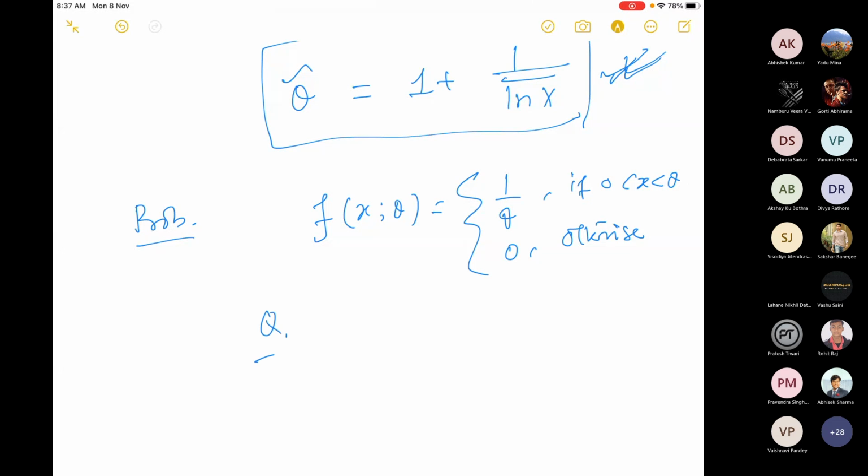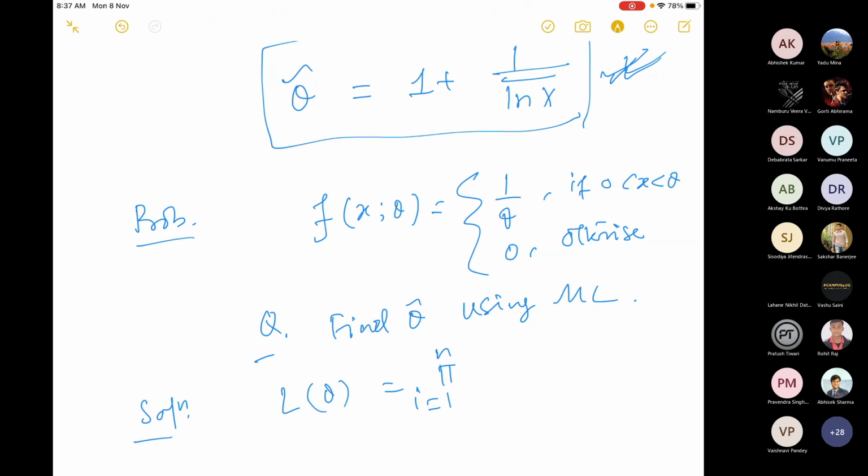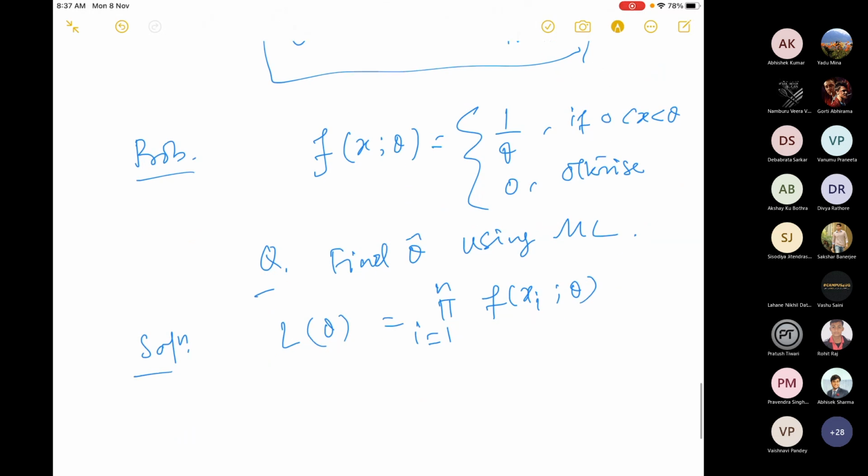Now let us find the estimator. The question here is to find theta hat using the maximum likelihood method. If you do that, what do you see? First, you compute L theta, which is the product over i of f of xi given theta, supposing we have n random samples. This is nothing but 1 by theta. It just depends on theta, there is no role of xi here, except that xi must lie between 0 and theta.